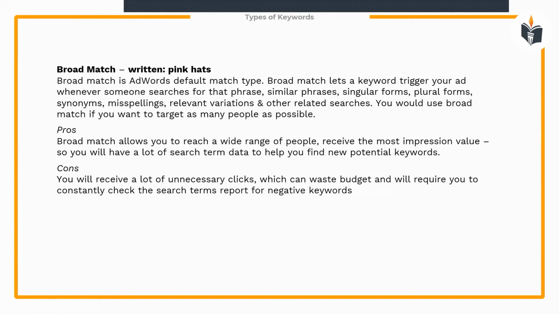Now, what are the different types of keywords? First is broad match. When you put in your AdWords that your ad should be shown for pink hats, and you write it just like that, what does it mean? Let's go and see. Broad match is AdWords' default match type. Broad match lets a keyword trigger your ad whenever someone searches for that phrase.